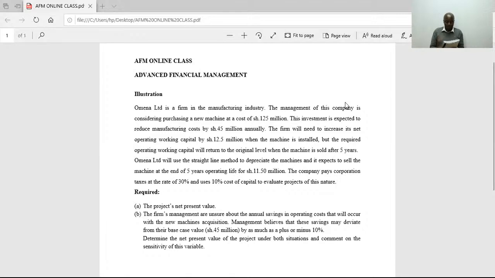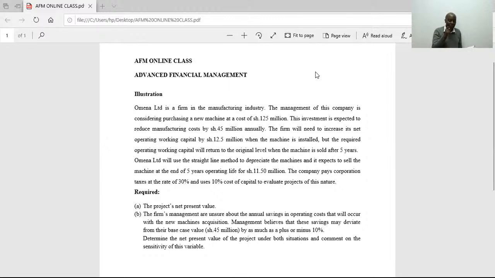The company pays corporation taxes at the rate of 30% and uses 10% cost of capital to evaluate projects of this nature. Required: A, the project's net present value. And B, the management are unsure about the annual savings in operating costs that will occur with the new machine's acquisition. Management believes that these savings may deviate from their base case value of shillings 45 million by as much as plus or minus 10%. Determine the net present value of the project under both situations and comment on the sensitivity of this particular variable. Ladies and gentlemen, this is a straightforward question.